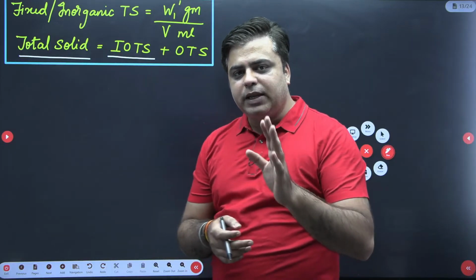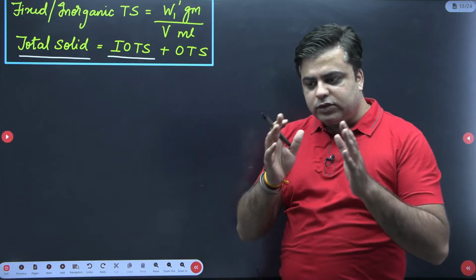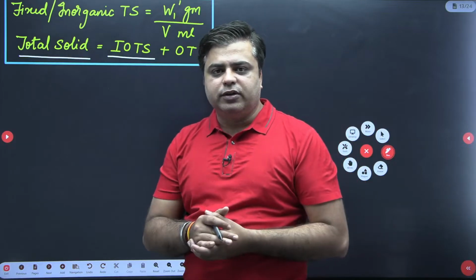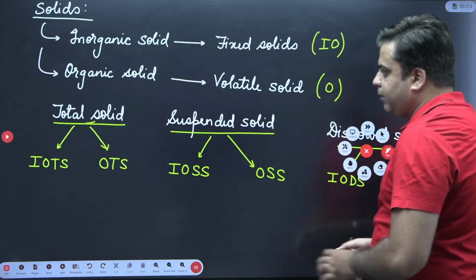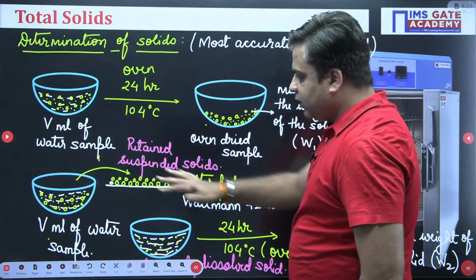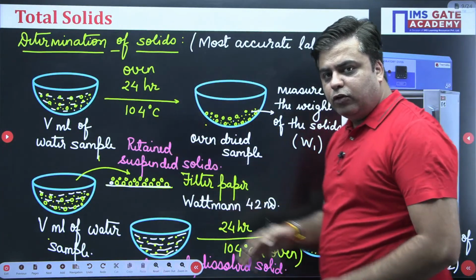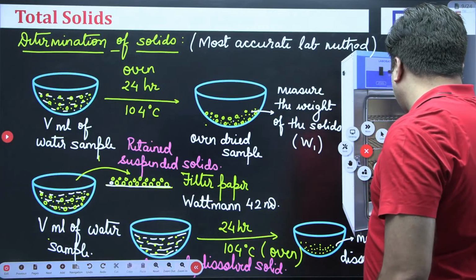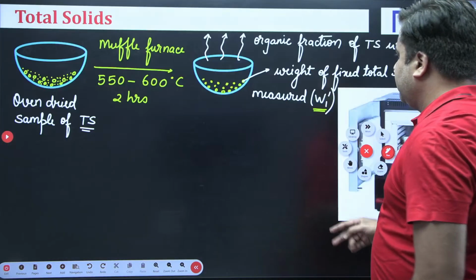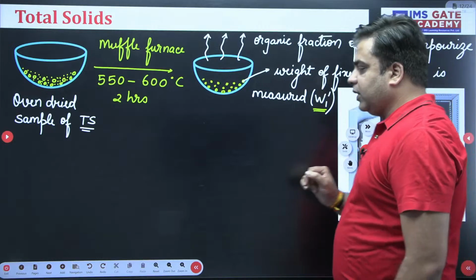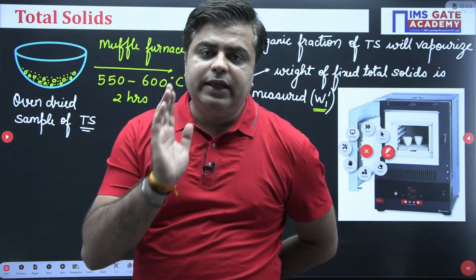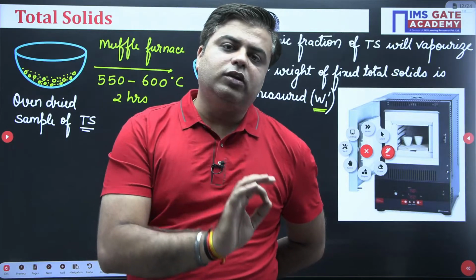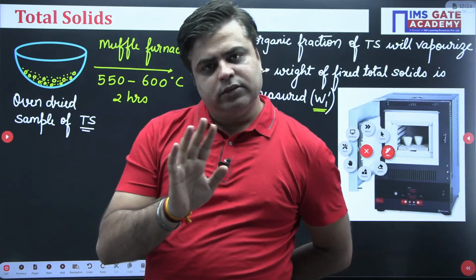My simple answer is, you first observe what is given in the question. Whether they are talking about the oven, that is your step number 1, or whether they are talking about the muffle furnace. If they are talking about the oven, then they will be talking about either total solids or dissolved solids. Simple.